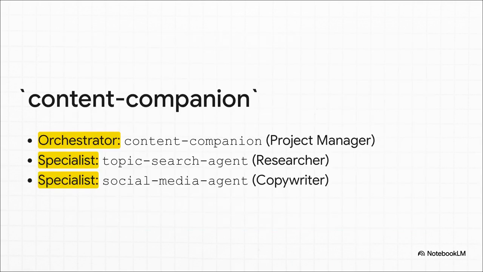Let's look at this Content Companion example to make it real. The main agent, the orchestrator, is our project manager. It understands the user's high-level goal. So if the user asks for some research on a topic, it knows to call the topic search agent. If they want a tweet written, it calls the social media agent. The orchestrator doesn't do the work itself. It's just really good at delegating.